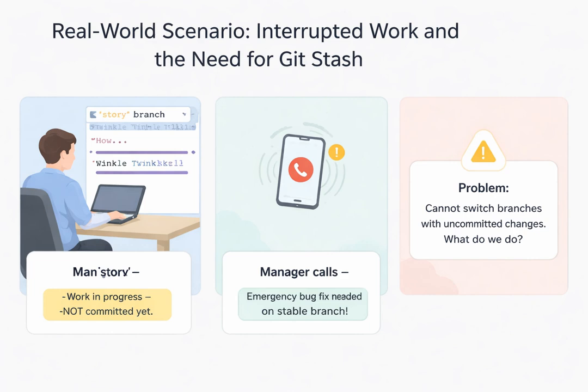Then suddenly, your manager calls. There's an emergency bug on the stable branch that needs to be fixed right now. You need to switch branches immediately. But here's the problem. You have uncommitted changes sitting in your working directory. What do you do? You can't just leave them, and you shouldn't commit half-finished work. This is exactly the problem that git stash was designed to solve, and that's what we'll be looking at next.